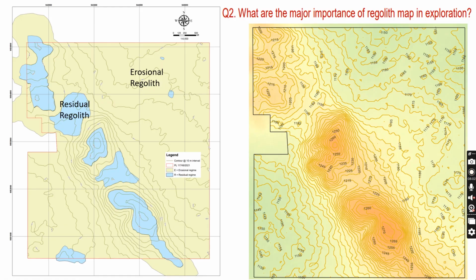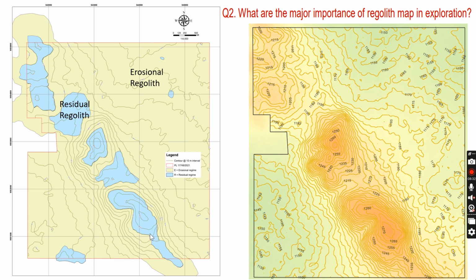Now the next question is, what is the importance of a regolith map in exploration? This is a genuine question. In exploration, as I told, as per the geological mapping, for example, I have shown one area here. You can see these two types of regolith are observed. I'll come into detail on how regoliths are classified. For now, it is the residual part, then the erosional part.